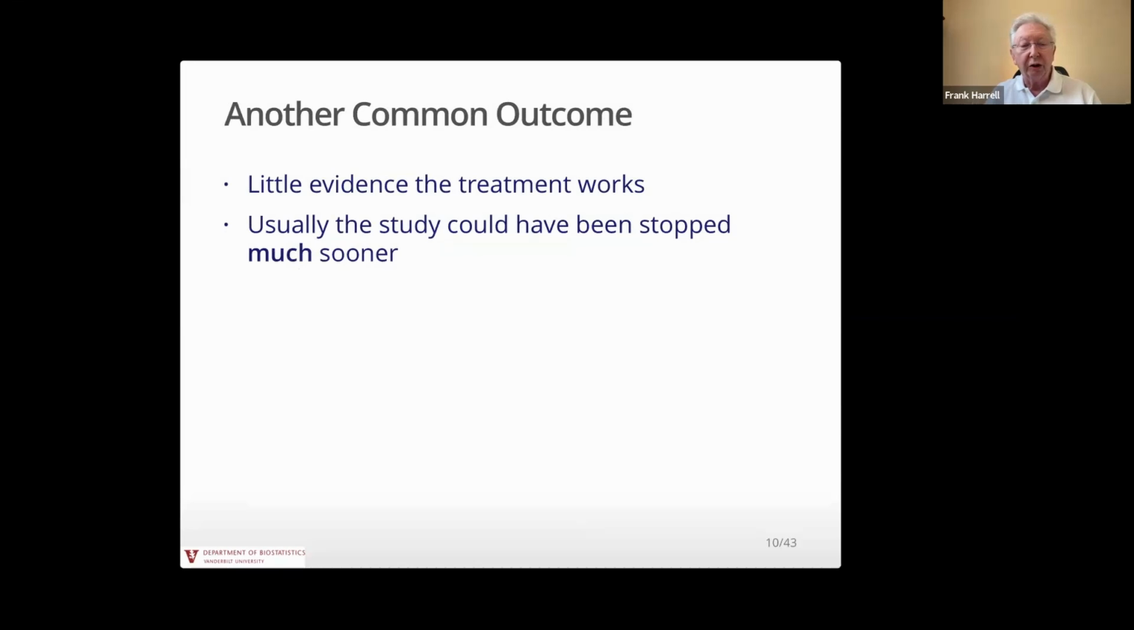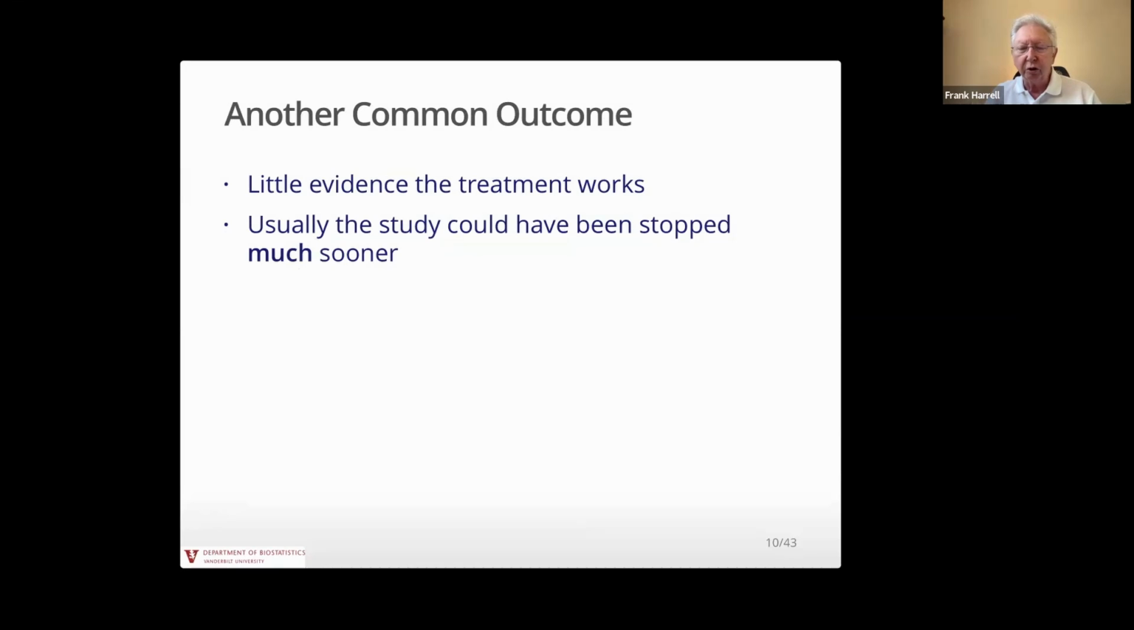So another common outcome is you have a decent sample size, but you have little evidence that the treatment works. Well, that's not in and of itself a bad thing, but most of the time it is actually tragic. Why do I say it's tragic? Because when you get to the planned end of a study and you find that there's little evidence that the treatment works, it's very commonly the case that you could have stopped the study way earlier.